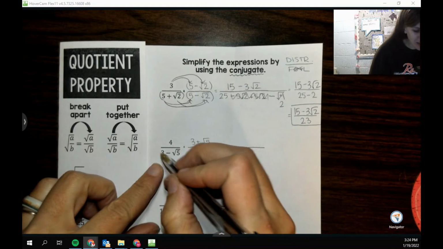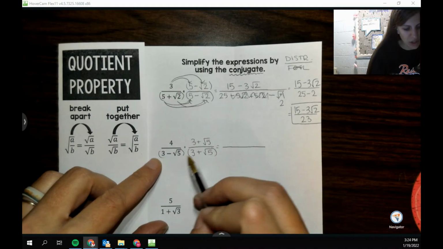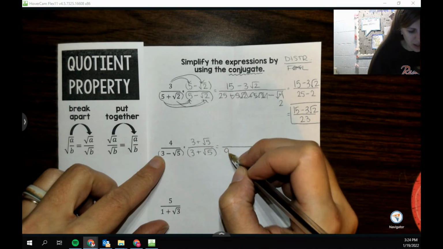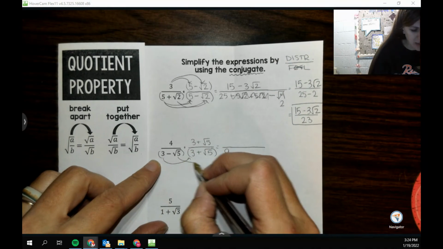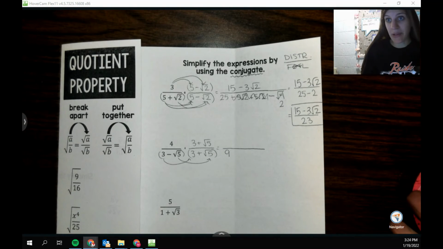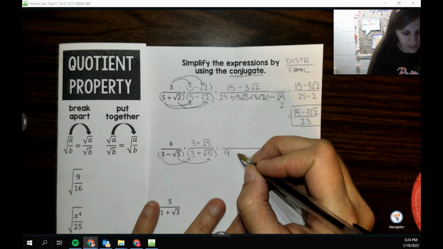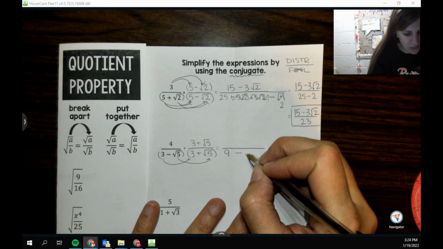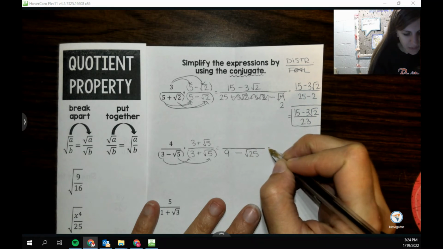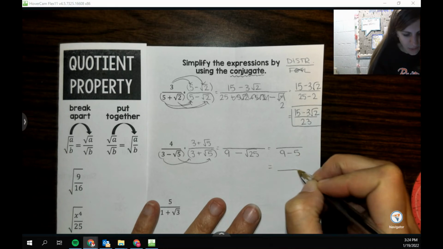So if we really just want to like be lazy with this, which I'm fine with, we'll just do first times first and then last times last. Conjugates will always cancel in the middle. So your outer inner will always cancel with a conjugate. That's the only time you can do this FOIL shortcut. And so then we have 9 minus root 25, which is actually 9 minus 5, for 4.